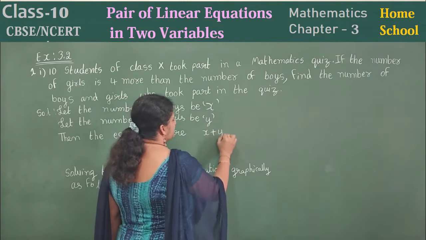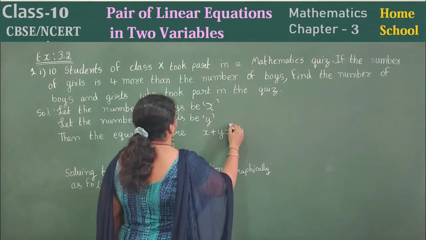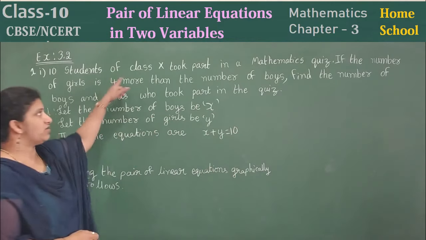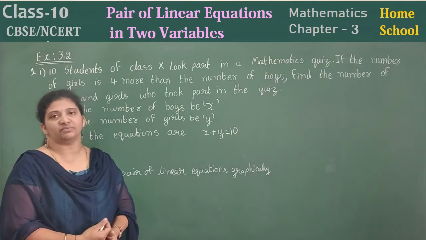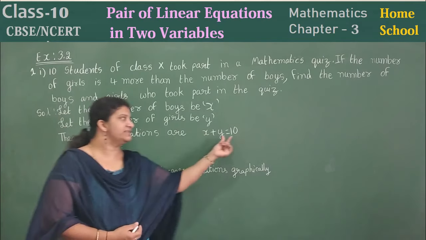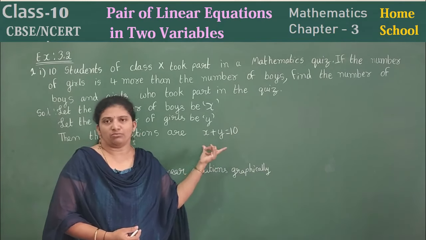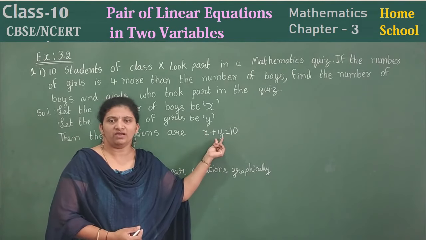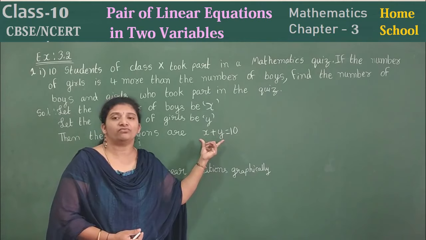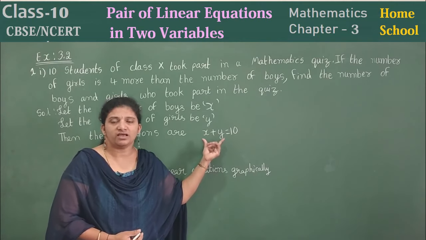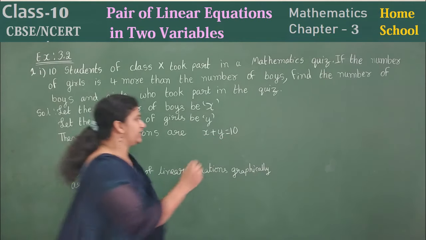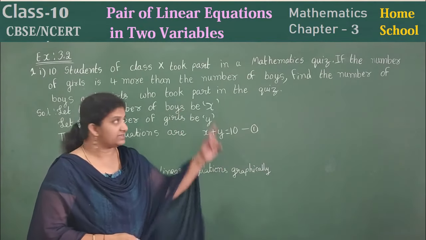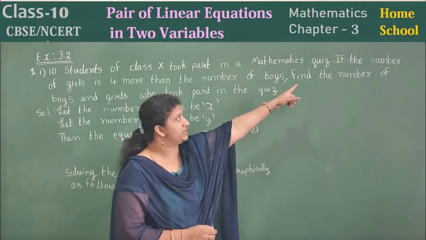First one, x plus y is equal to, how many are there here? 10 students. 10 students of class 10 took part in a mathematics quiz. In that 10 students, how many girls and how many boys? We don't know. So let the boys be x and let the girls be y. We have formed an equation, x plus y is equal to 10, and this is the first equation.